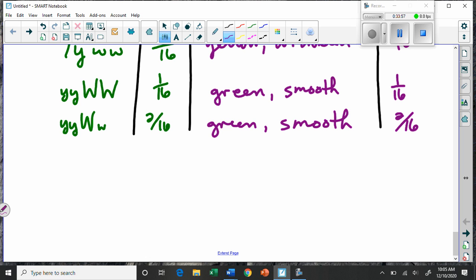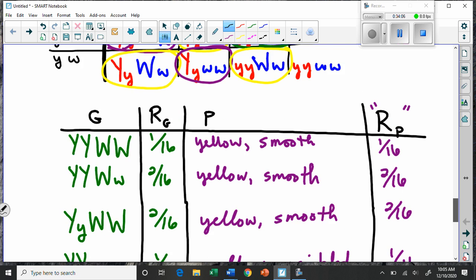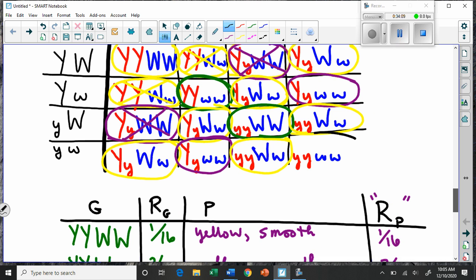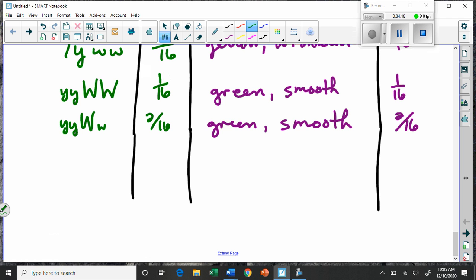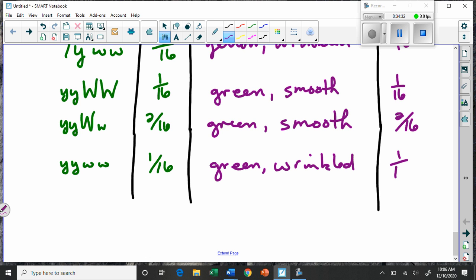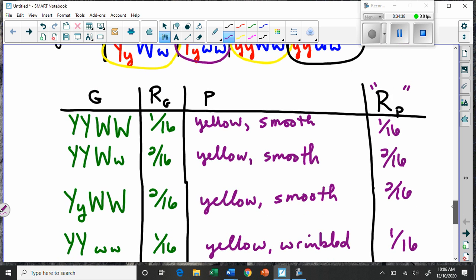And then I think we have one more, right? Let me just add some lines here. I think we have one more. And it's the very last option right here. I'll do it in black. It is the homozygous recessive for everything. So we have 2 small y's and 2 small w's. 1 out of 16. And this one will be green and wrinkled, both of the recessive condition. 1 out of 16.